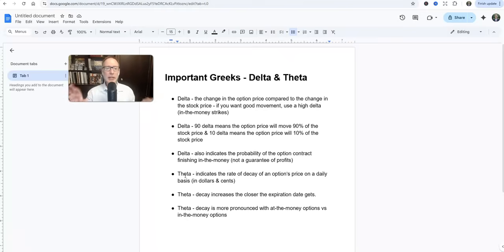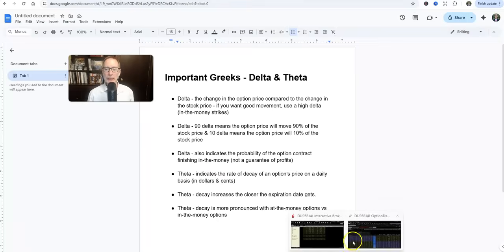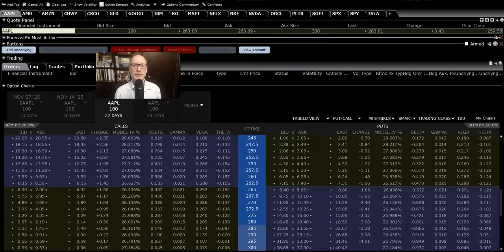So I want to just lay the groundwork here for you to understand that if you're going to buy call options, you better know how the option's going to move. That's based on delta. And you better know how much money you're going to lose on a daily basis if the stock isn't going anywhere. All right, so let's take a quick look at the option chain and I'll show you exactly what that means.